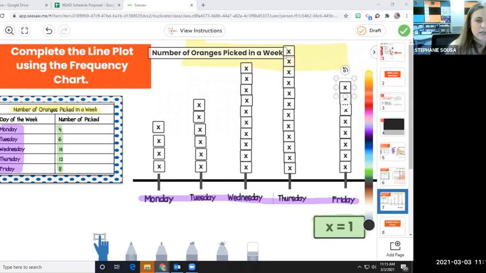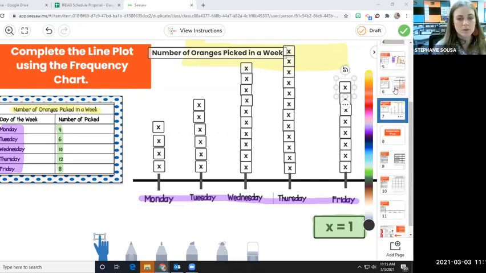So what have we done today? Today we have taken a frequency chart and we have created 3 graphs using the data in the frequency chart. We use the exact same data to create 3 different graphs: a pictograph, a bar graph, and a line plot, showing how the data can look differently when it's the exact same set. Okay?